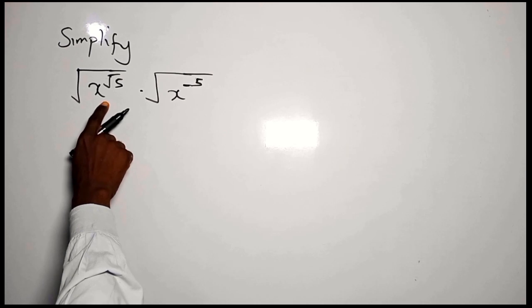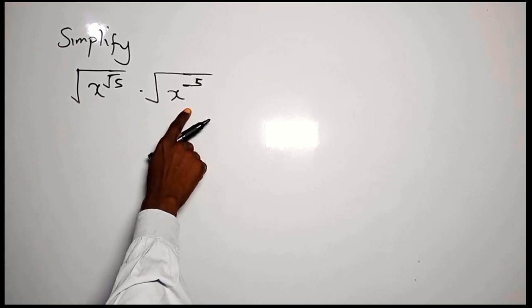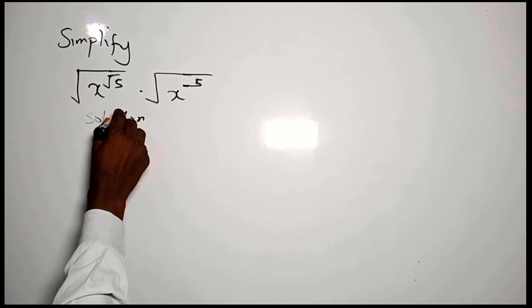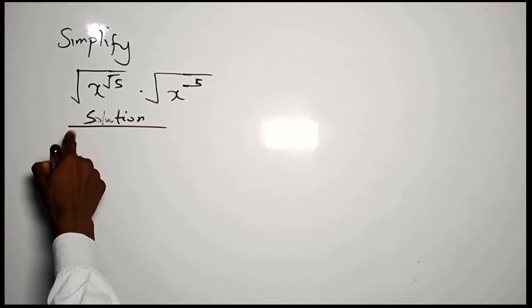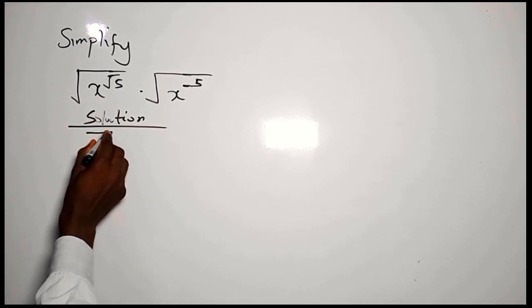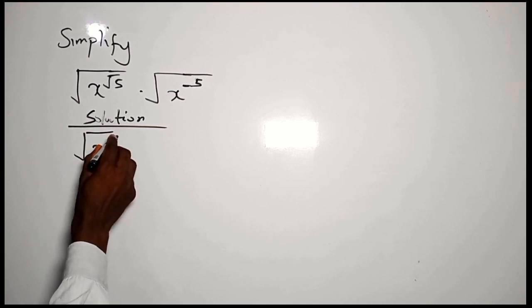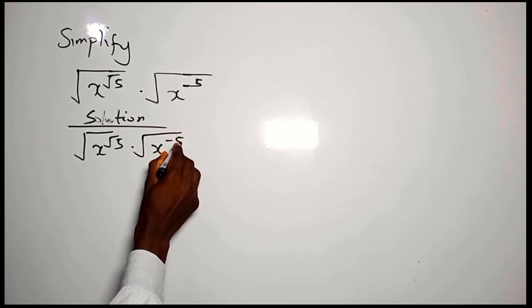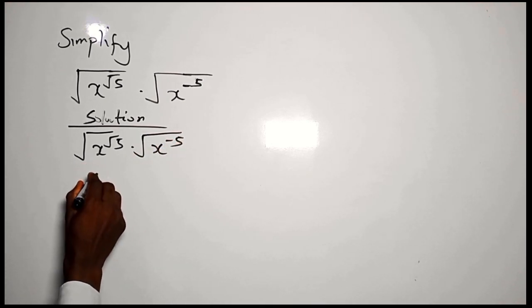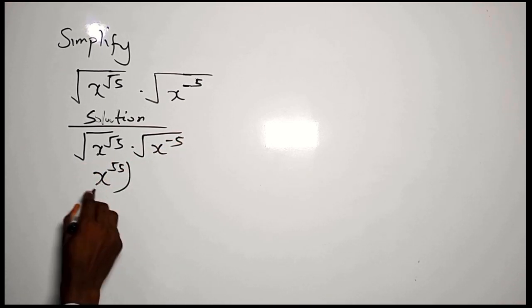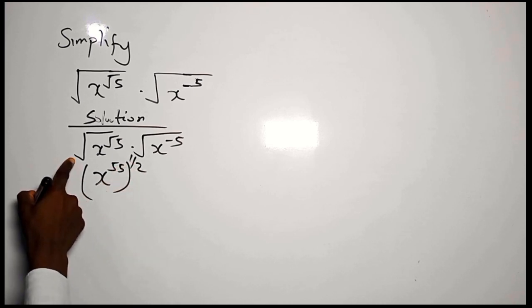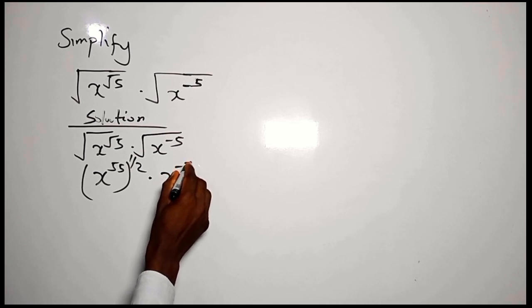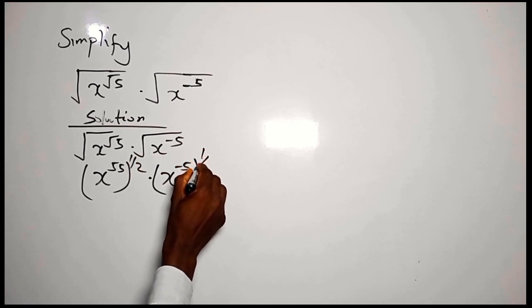Next: root x to the power root 5 times root x to the power minus 5. Solution. When we look at this radical expression, we can write it as x to the power root 5, everything raised to the power half, as a result of the roots, times x raised to the power minus 5, everything raised to the power half.